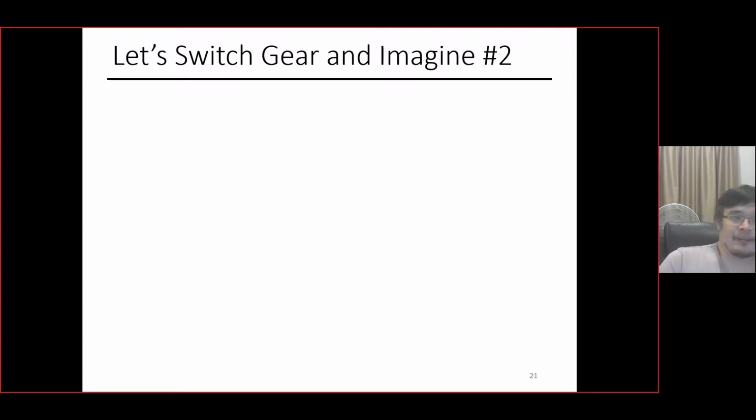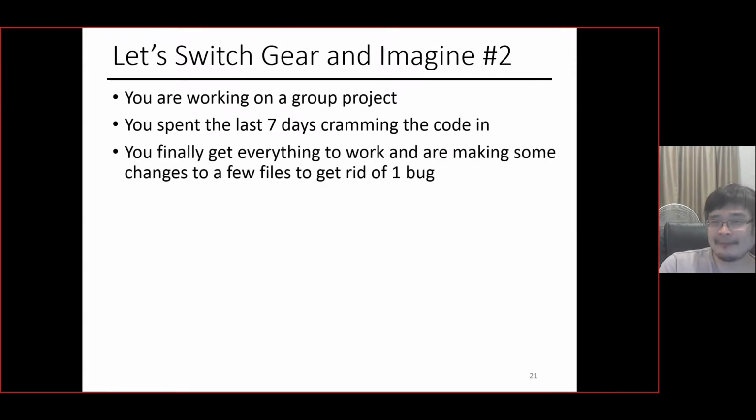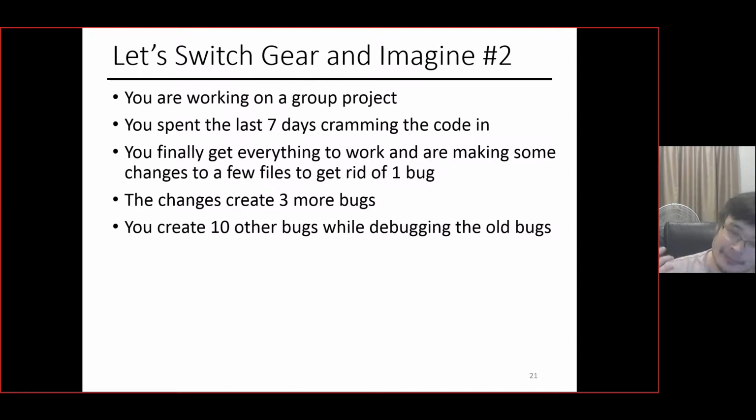Another thing that can happen is you're working again, same setup, group project. 7 days of cramming the code in, you finally get everything to work, and now you're making some changes to get rid of one bug that is left. There's one thing that still makes the program incorrect, and you're like, hey, that's a bug, I'm going to fix it. You try to change the code, you fix that bug, but you create 3 more bugs as a result of that. And as a result of fixing those 3 bugs, you create 10 other bugs while debugging the old bugs, right? This can happen as well. Hopefully as you grow as a programmer, this would happen less and less.